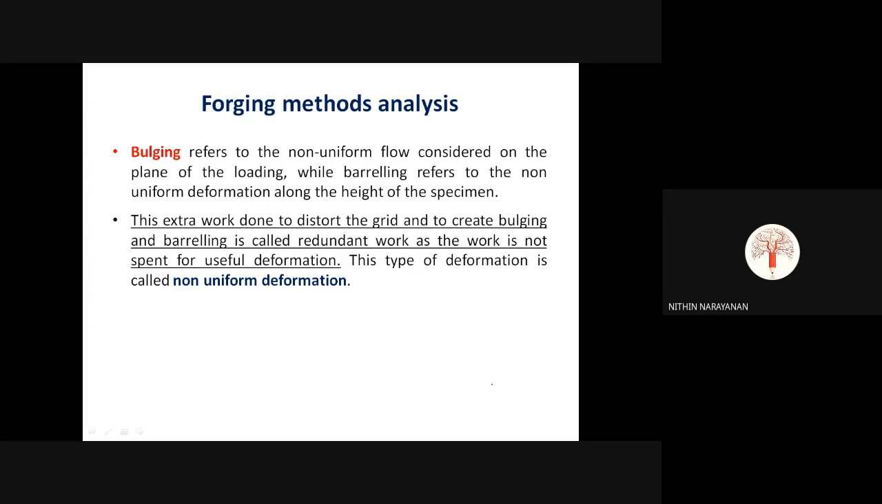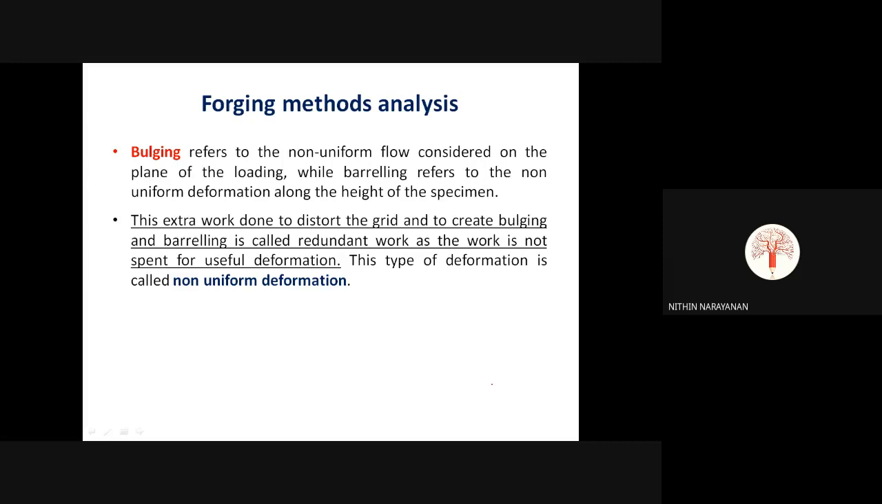So in a real situation, what is happening? A non-uniform deformation is happening on the die, and that is called barreling. Okay. So bulging refers to the non-uniform flow, and barreling is nothing but the non-uniform deformation. So this is extra work done to distort the grid and to create bulging. In order to create this distortion, bulging or barreling, we have to apply some extra work. And that is called the redundant work.